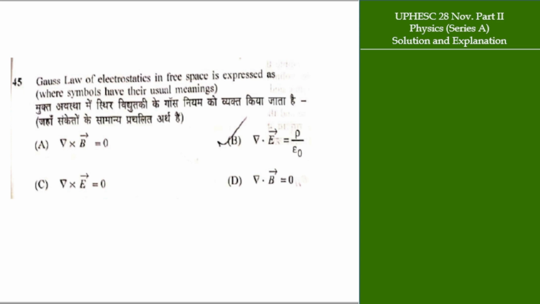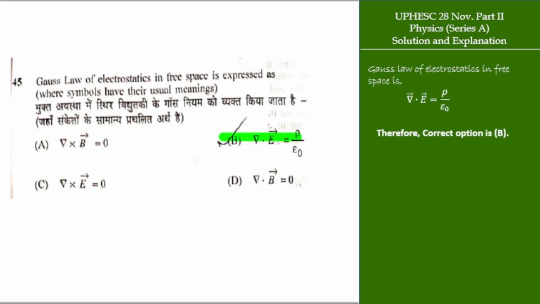Now let's explain option B. You have the divergence of the vector field, the electric field, equals rho by epsilon naught, which is used for free space. So the correct option in this case is option B. Okay, so it is also a direct formula based question, but you should know the application of all the options in different fields. Okay, so now the next question.